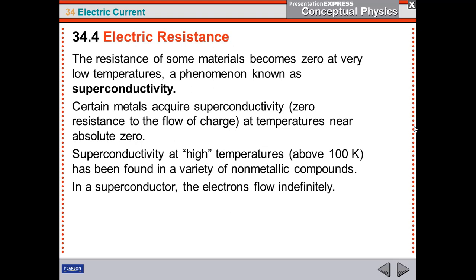Superconductivity at high temperatures has been found in a variety of non-metallic compounds. In a superconductor, the electrons flow indefinitely, so electrons will be continuously flowing without any opposing force or any other obstacle.